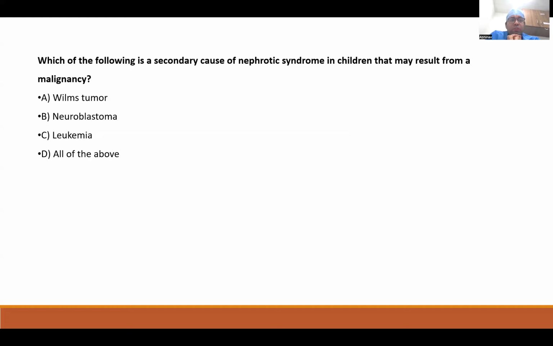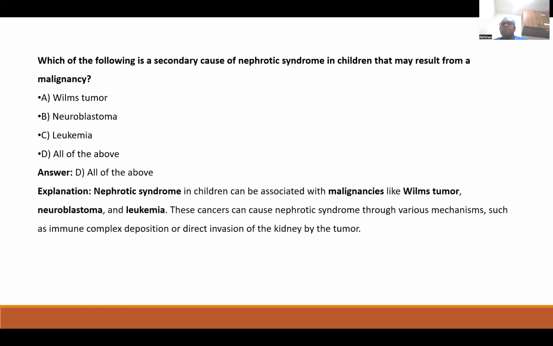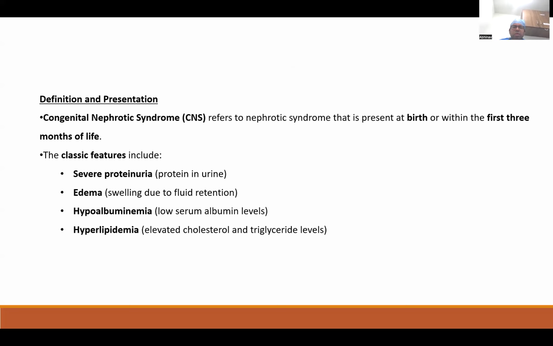So which of the four now? Which of the following is a secondary cause of nephrotic syndrome in children that may result from a malignancy? I want one of you to volunteer and answer this. A, Wilms tumor, B, neuroblastoma, C, leukemia, and D, all of the above. I think we just saw it in the previous slide. I also highlighted one very important point. So the answer is all of the above. These cancers cause nephrotic syndrome through various mechanisms such as immune complex deposition or direct invasion of the kidney by tumor.